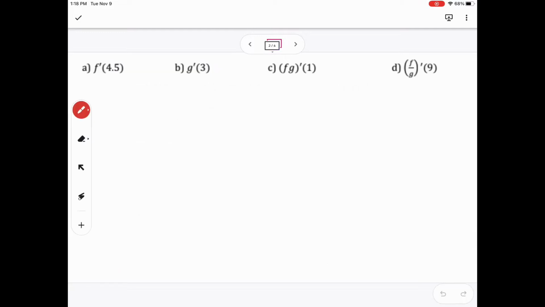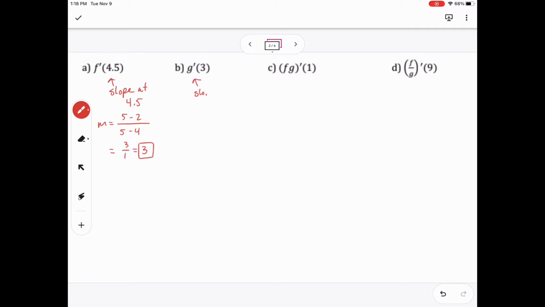So for the first one, letter A, it's asking for the derivative at 4.5, which means the slope at 4.5. So I'm just looking at the slope, so I'll look at the line for that. I can take the endpoints of that line and find the slope, which gives me the value of 3.